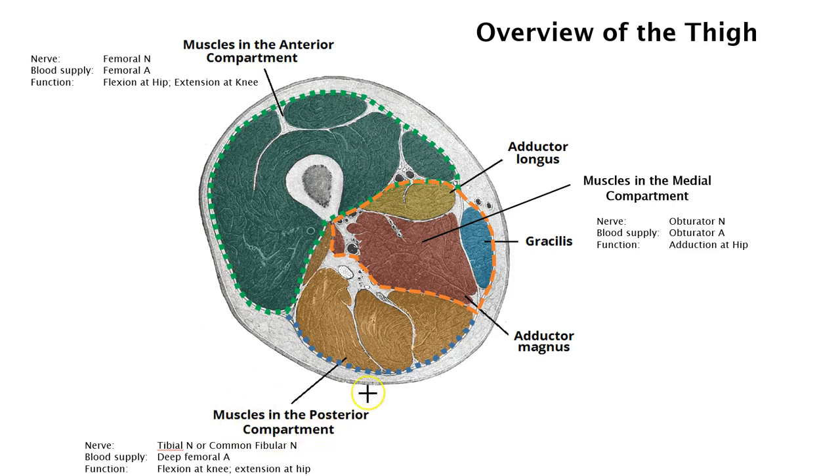The muscles in the posterior compartment are mostly innervated by the tibial nerve, but there is one muscle that gets innervated by the common fibular nerve. The primary blood supply is this deep femoral artery, and its function generally is to flex the knee or extend the hip if those muscles cross the hip.